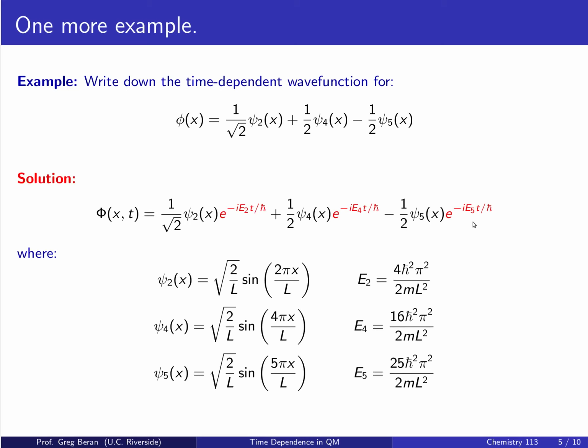Here we go, here's the solution. We see that, again, we just take each one of these terms. The expansion is writing phi of x in terms of energy eigenstates psi 2, psi 4, and psi 5, and each one of those just gets multiplied by the appropriate e to the minus i E t over h bar, where I've substituted in the correct energy corresponding to the eigenstate that's being modified. Psi 2, psi 4, or psi 5 gets E2, E4, or E5 respectively.